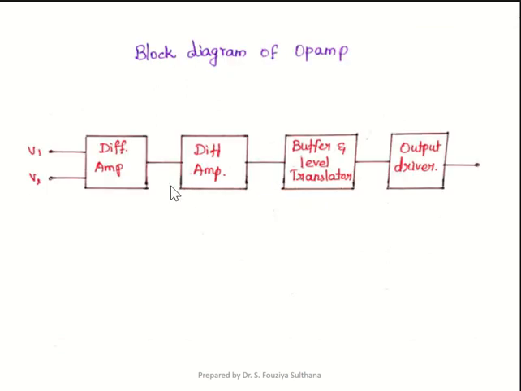Usually, the ICs of op-amp consist of 4 cascaded blocks. The first 2 stages are cascaded differential amplifiers. They are used to provide high gain and high input resistance. The next stage is the buffer and level translator. Since there is direct coupling between the first 2 stages, the amplified signal will have some non-zero DC level. So the level translator is used to bring this DC level to 0 volt with respect to ground. The output driver increases the current supplying capability of the op-amp and provides low output resistance.